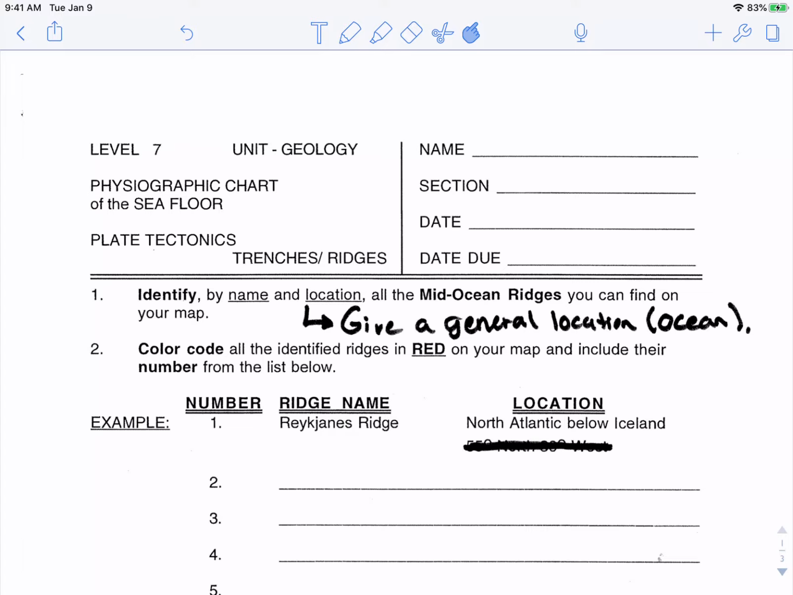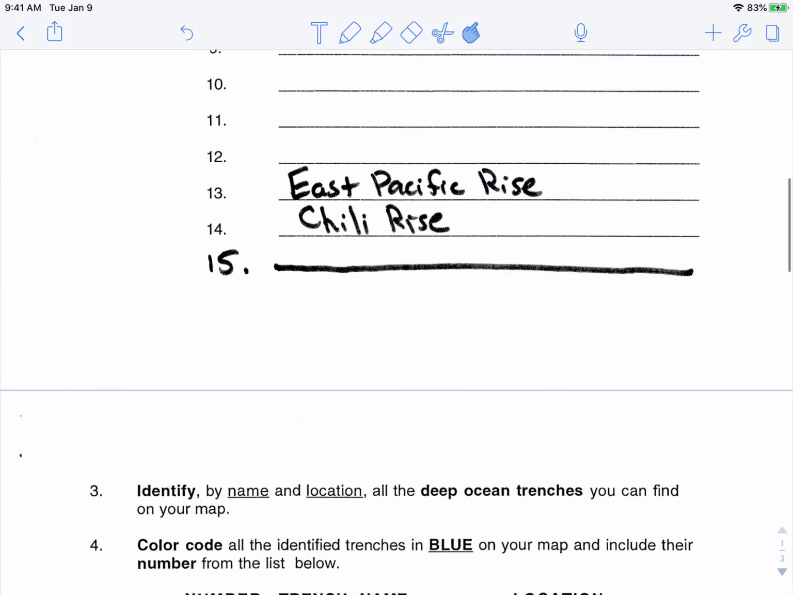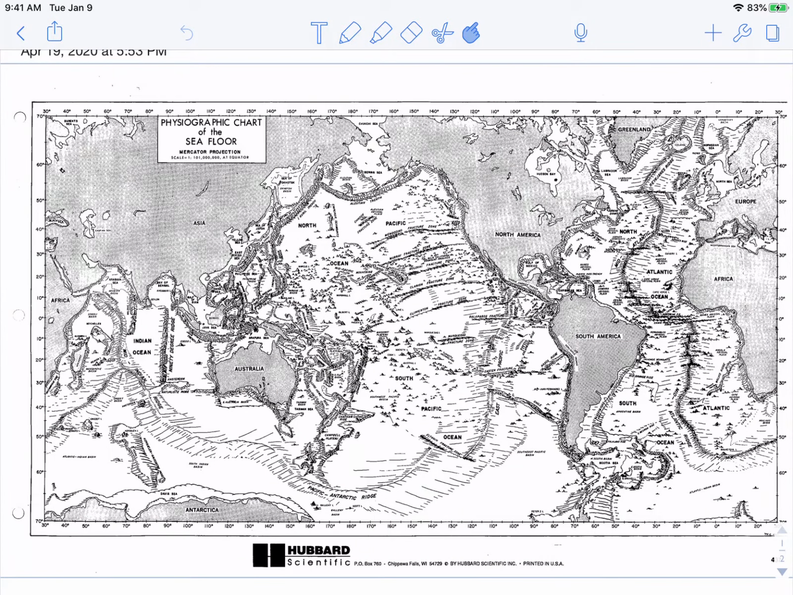Mr. Core here. I'm going to show you how to complete the ridge and trench activity and a couple tricks to get you started so you don't get overwhelmed. There are two parts to this lab. There is the actual writing section where you're going to write down all the mid-ocean ridges and the deep ocean trenches. And then there is an actual map part where you're going to find all the mid-Atlantic ridges and the deep ocean trenches. But we'll get back to the map in a second.